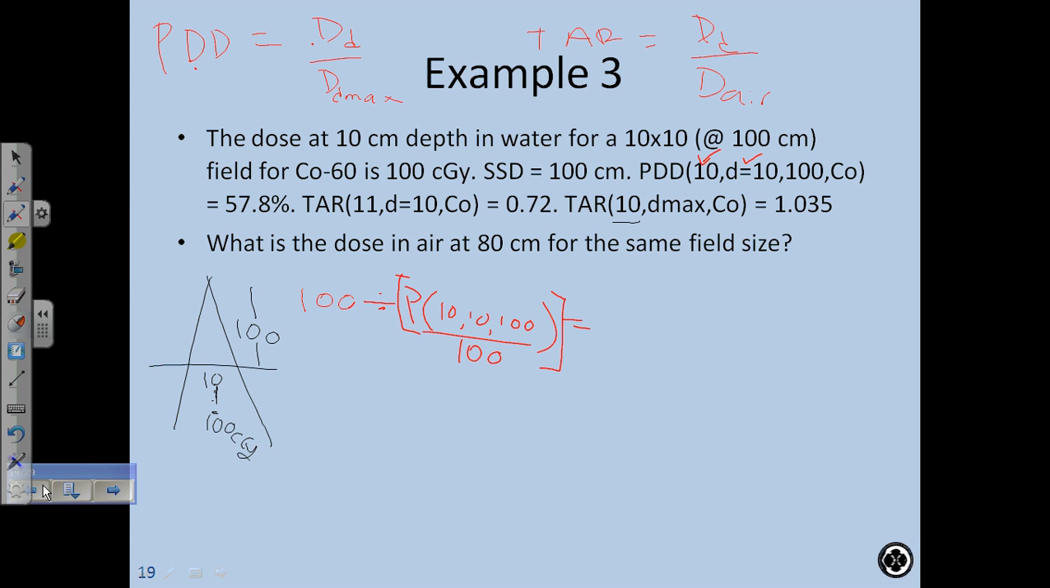Who's got a calculator? 173. So you did 100 divided by 0.578, and you got 173 centigray. So that's the dose at Dmax. All we did was go from here to here. Great. What's next?